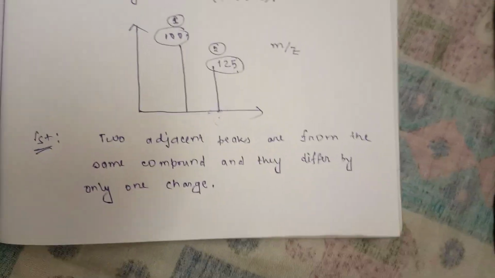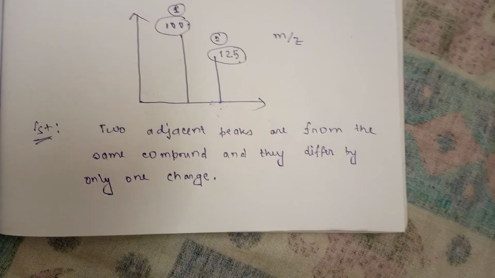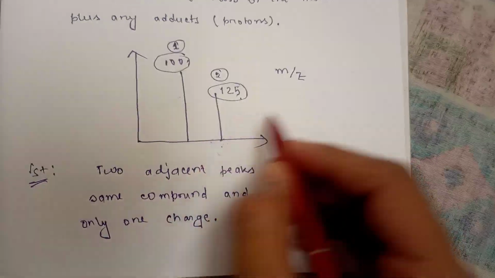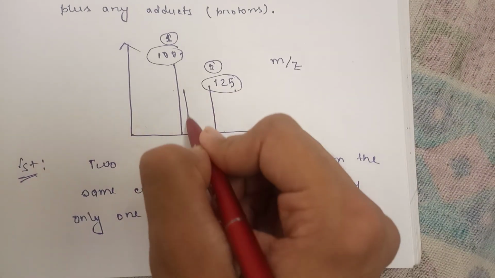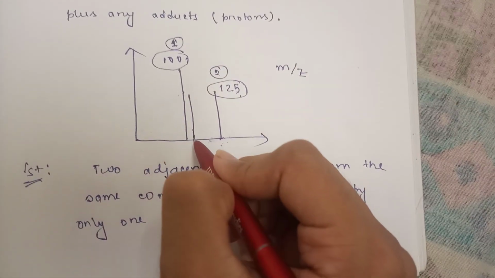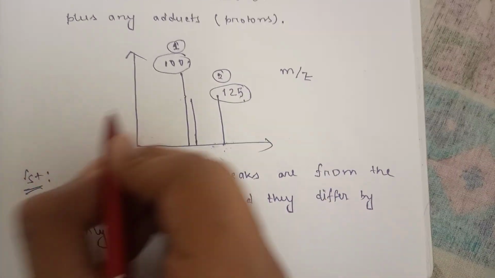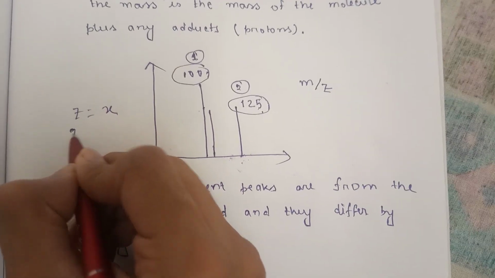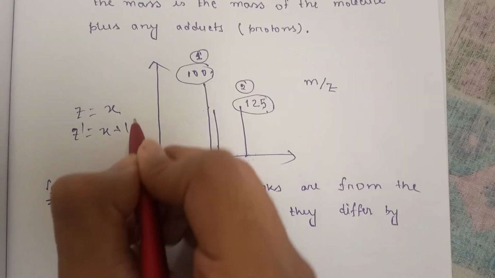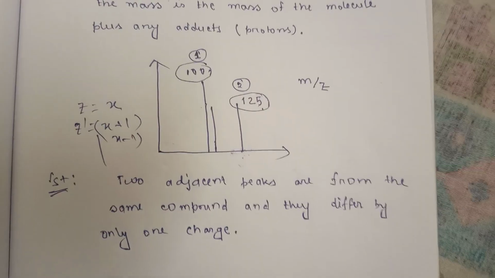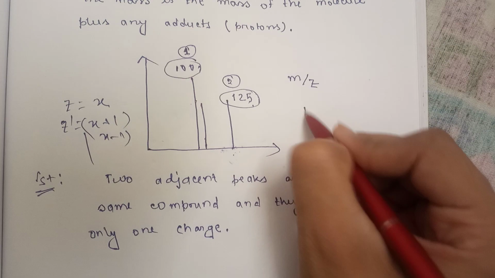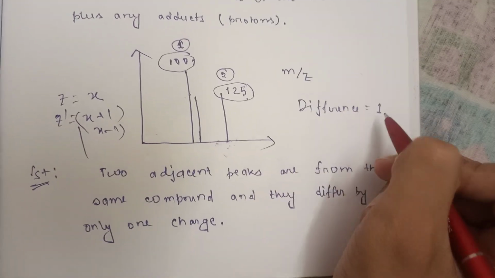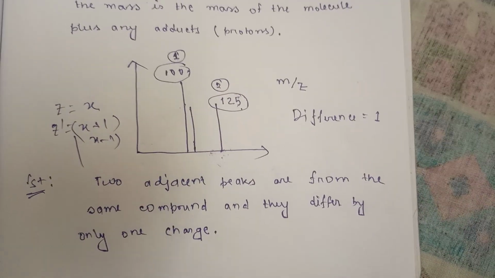But before we can calculate the mass of the compound, we must determine the charge state of the two peaks. Let's say if these two peaks are adjacent, then for one of the peaks the z will be x, and for the other the z will be x plus 1 or x minus 1. The difference will be just 1 in charge. So let's check the second step.